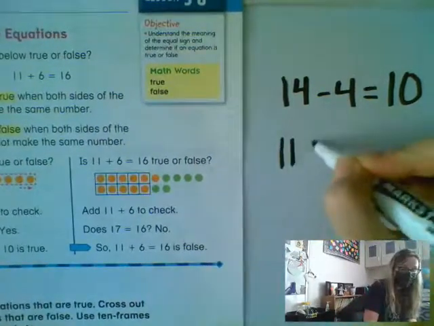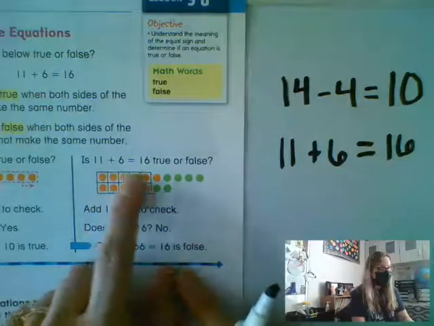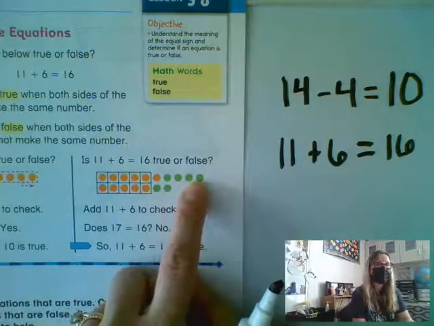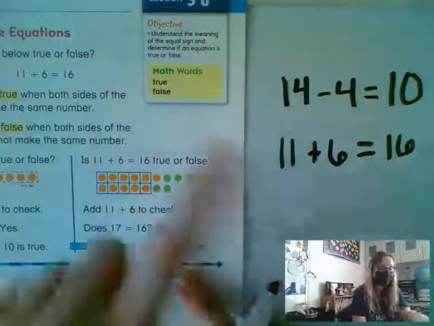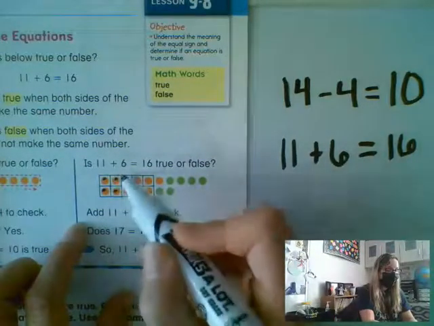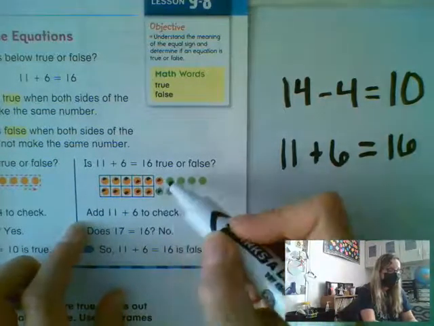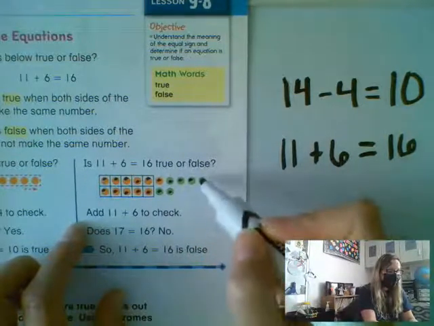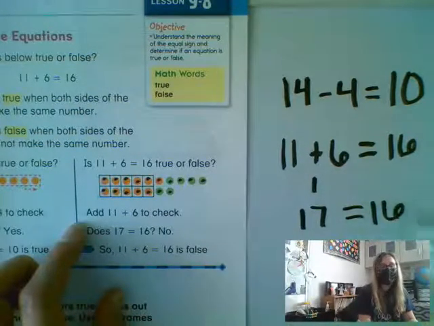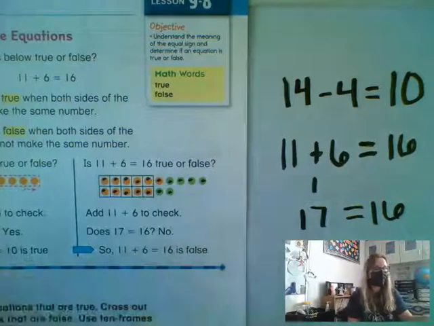Now, on this one, they have 11 plus 6 equals 16. So to solve this, they drew out 10 plus 1 more, 11 orange, and then they drew 1, 2, 3, 4, 5, 6 green. So now we're going to count them up all together and see if it equals 16. Count with me. 1, 2, 3, 4, 5, 6, 7, 8, 9, 10, 11, 12, 13, 14, 15, 16, 17. So if 11 plus 6 equals 17, does 17 equal 16? No. So is that a true equation? No, that is a false equation.